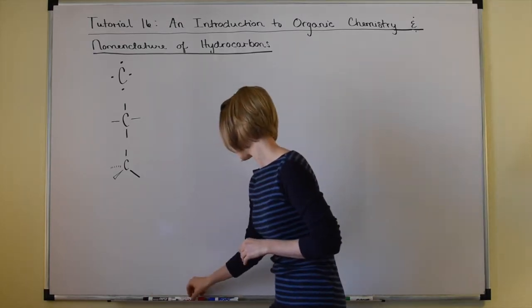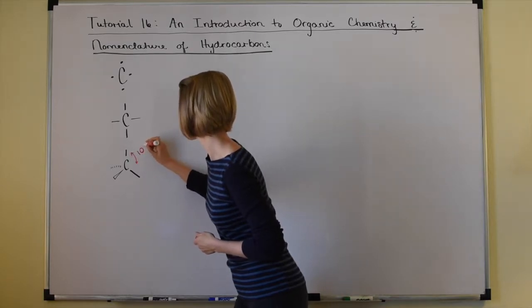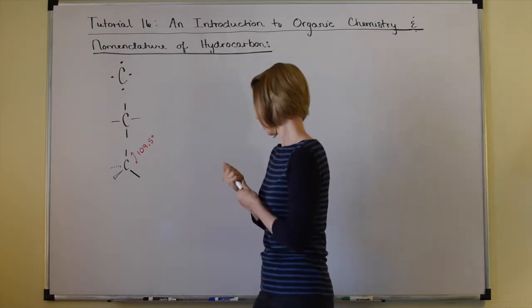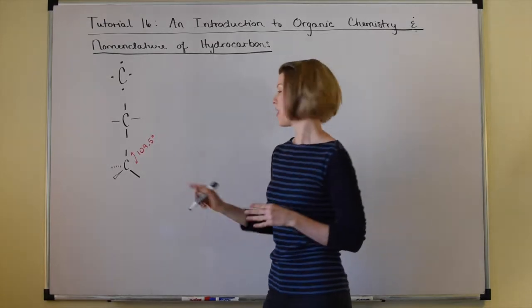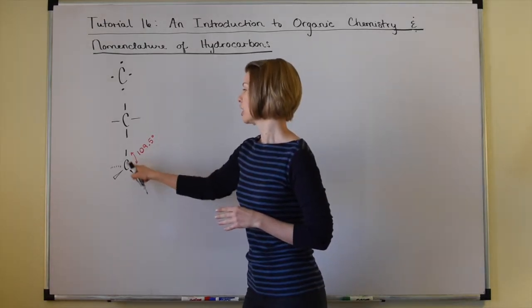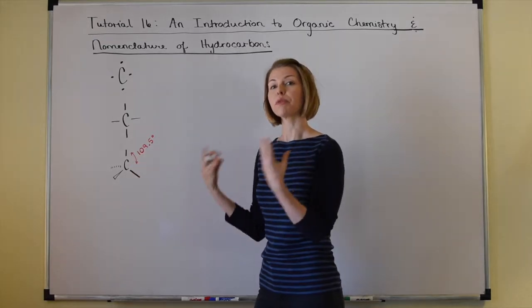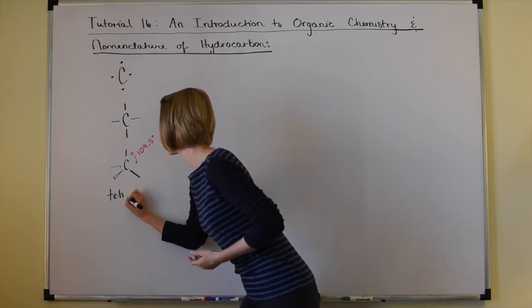And let's go ahead and use a red pen here, label that bond angle as 109.5 degrees. And you might recall that we said that the molecular geometry about this central atom, this carbon, would be referred to as a tetrahedral. So I'm going to write that here.